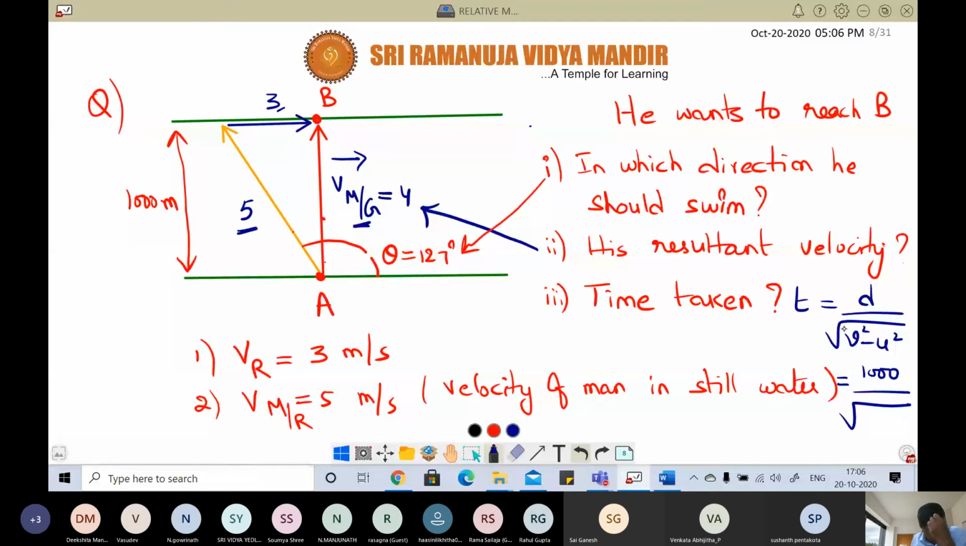Please don't remember in terms of V and U. I prefer remember in terms of width of the river divided by under root man's effort square minus river velocity square. Man's effort square is 5, so 5 square 25 minus river velocity square 9. So that is 16. Root 16 is 4. So therefore 1000 divided by 4, that is equal to 250 seconds.